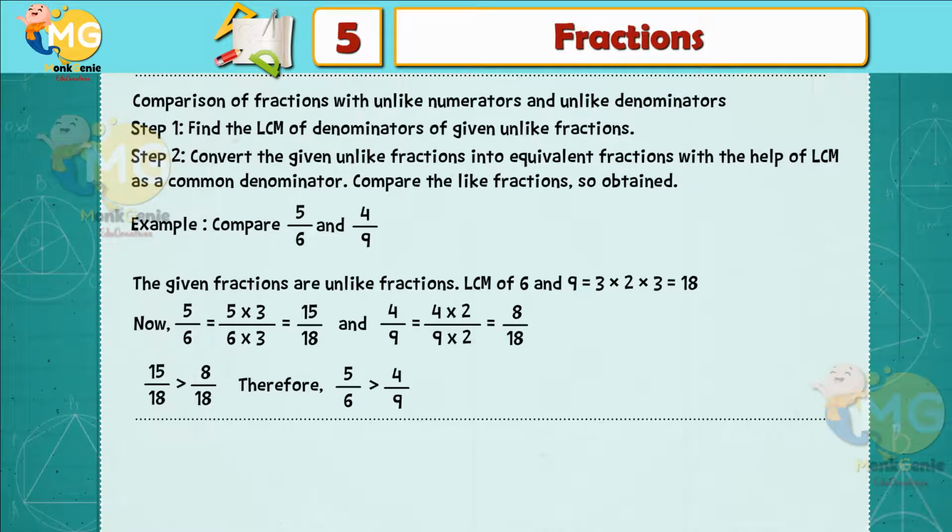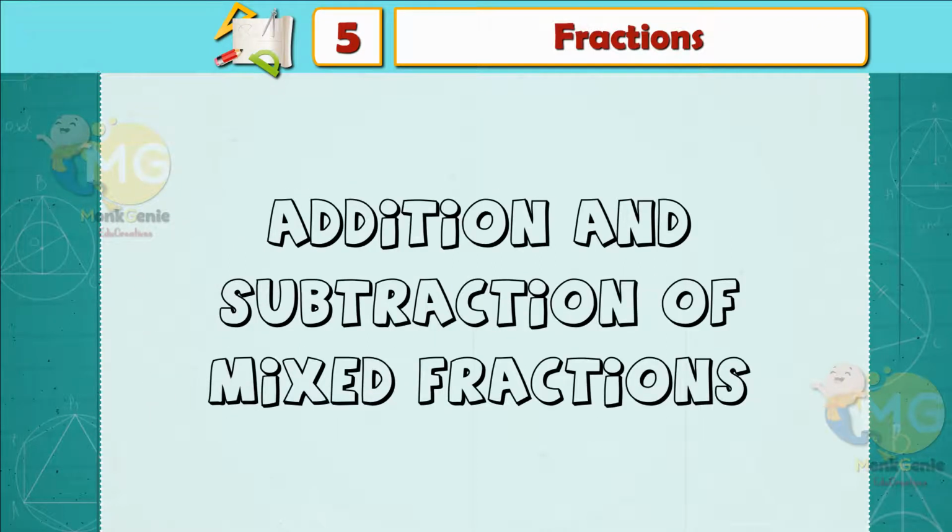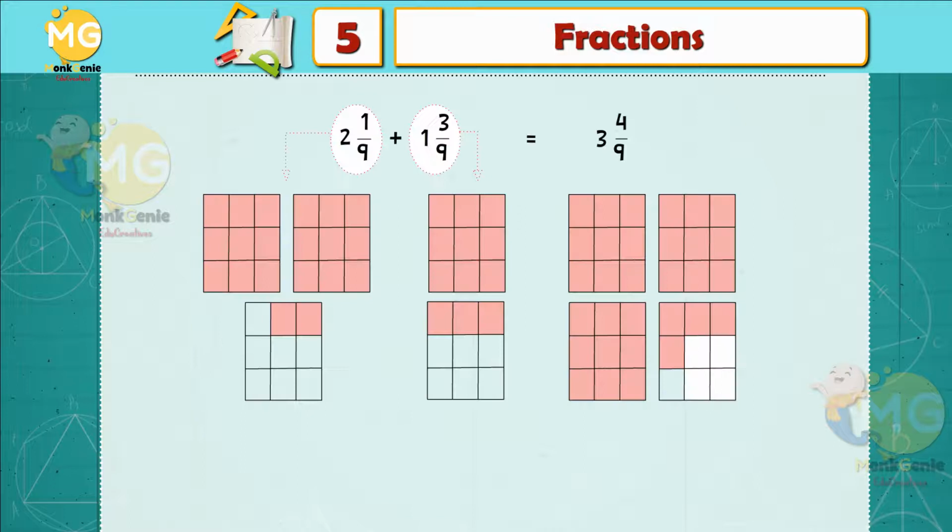15 upon 18 is greater than 8 upon 18. Therefore, 5 upon 6 is greater than 4 upon 9. Addition and subtraction of mixed fractions. 2 1 upon 9 plus 1 3 upon 9 is equal to 3 4 upon 9.